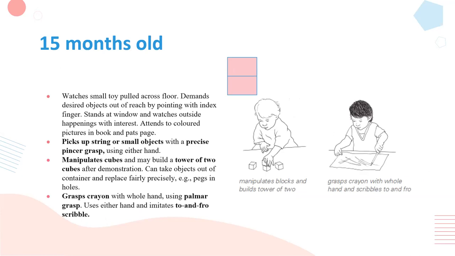For 15 months old, the baby started to pick up string or small objects with a precise pincer grasp, and they can manipulate cubes, in which they may build a tower of 2 cubes after they are demonstrated, which means that you show them first and then they may be able to build the tower. And also they will grasp crayon with the whole hand using palmar grasps, and they started to imitate to and fro scribble.